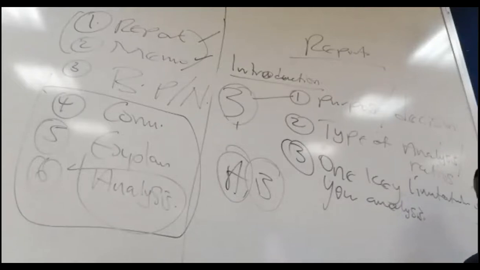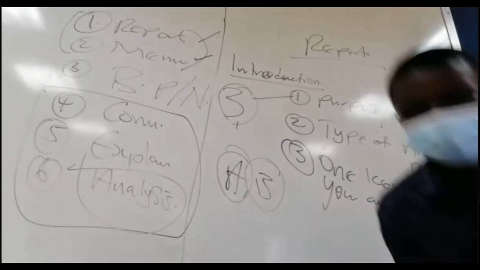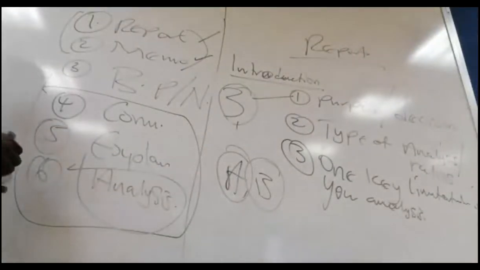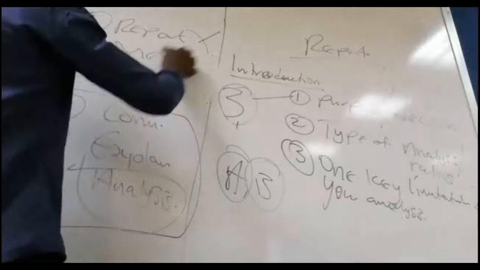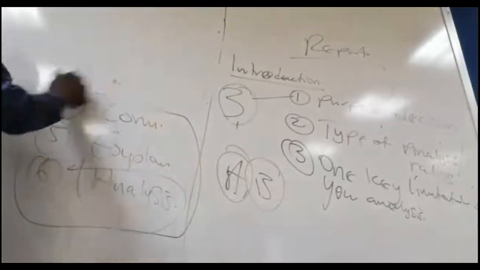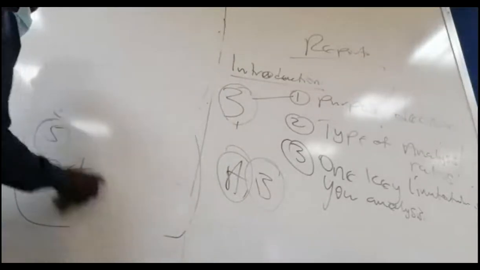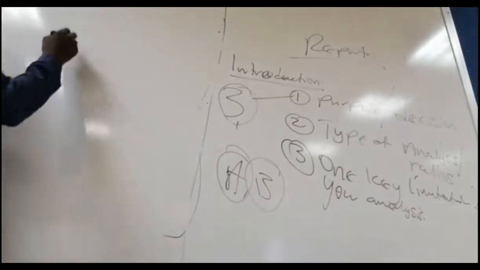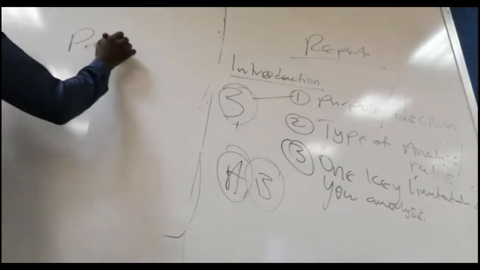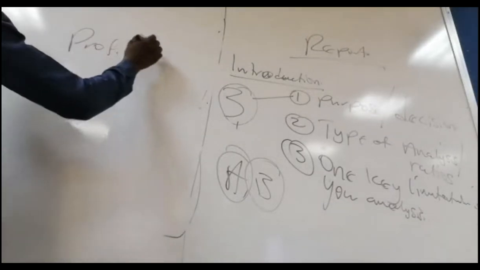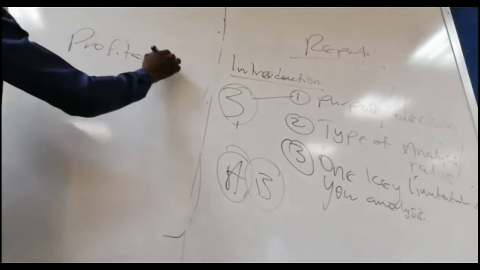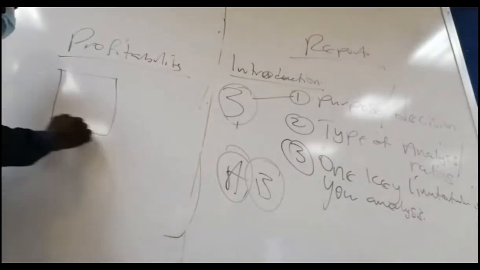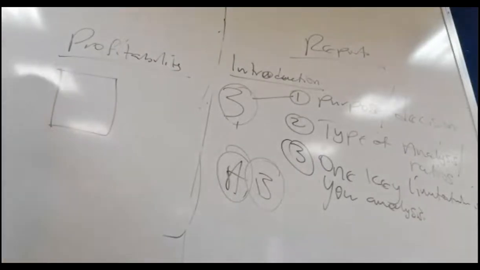Then we go to the main body. This is how the main body should look. The main body of the report should contain the main points that you want to talk about. First, you say you're going to talk about profitability. Write it here and underline it. We need just three paragraphs.